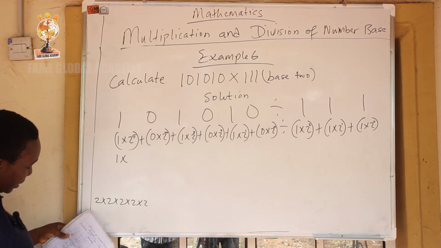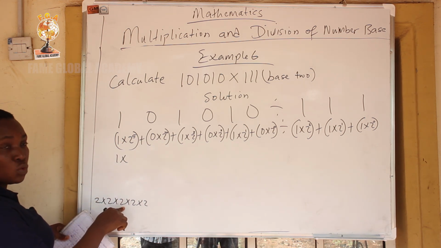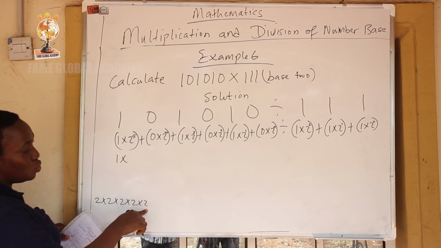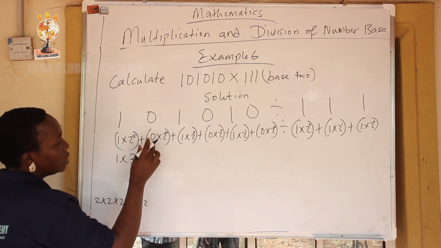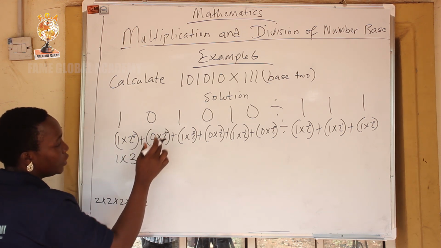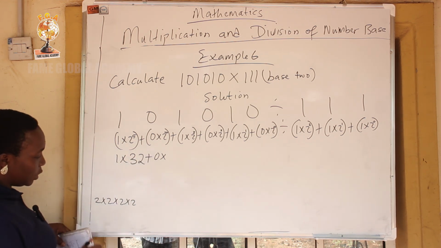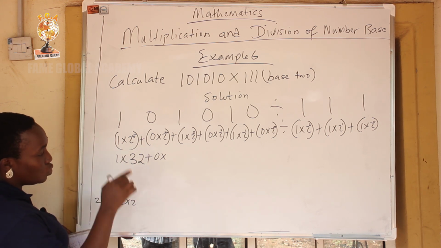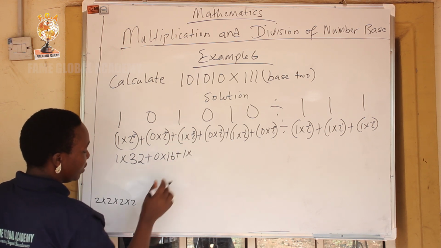Okay, so let's calculate it. 2 times 2 is what? 4. 4 times 2, 8. 8 times 2, 16. 16 times 2, 32. So here is 1 times 32 plus 0 times 2 raised to the power of 4. So let's multiply. 2 times 2, 4. 4 times 2, 8. 8 times 2, 16. So here will be 16 plus 1 times 2 raised to the power of 3.